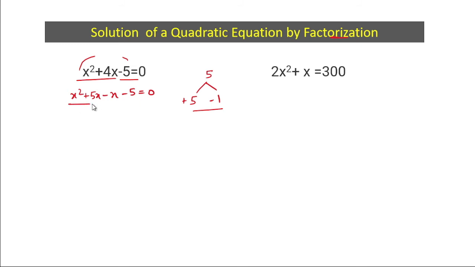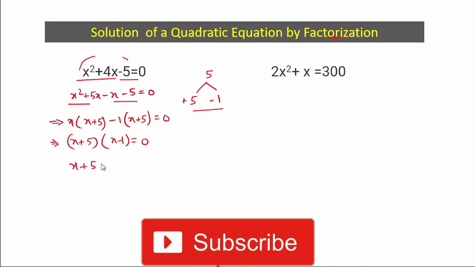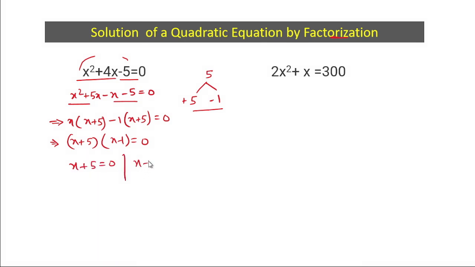Now we'll take common between x square and minus 5x... common between x square and x, and common between x and 5. So we'll take common x here. It will become x plus 5, and we'll take minus 1 common here. This will be x plus 5 again, because minus minus plus is equal to 0. Now we will write x plus 5 in one bracket, in another bracket x minus 1 is equal to 0, and it will become x plus 5 is equal to 0 and x minus 1 is equal to 0. Here x is equal to minus 5 and x is equal to 1.